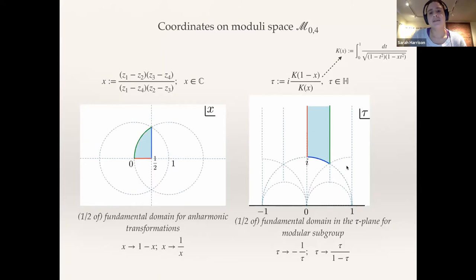And in fact, the moduli space M04 is just a piece of the upper half plane of the tau coordinate. So the tau coordinate is a multiple cover of M04. And the fundamental domain for the group of anharmonic transformations on x in the tau coordinate is plotted in this shaded region here. So these anharmonic transformations become modular transformations of the tau coordinate for some modular subgroup of SL2Z. One reason why we'll find the tau coordinate useful is that things like conformal blocks, which are multi-valued in the cross ratio coordinate, are single valued in tau.